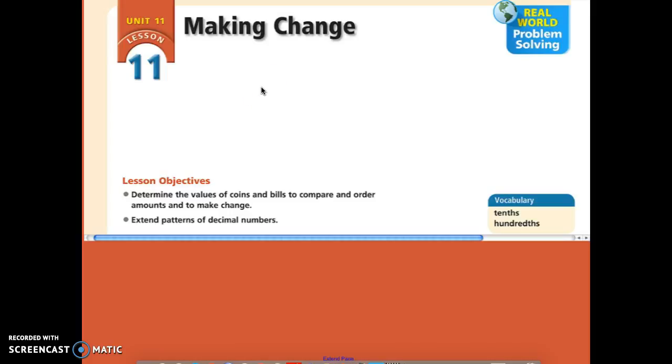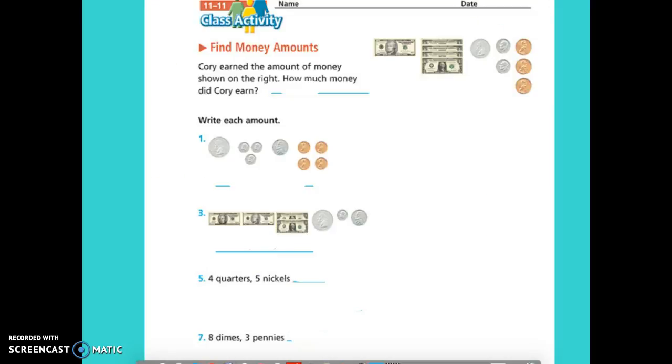This is Mrs. Naslund, and today we'll be doing Unit 11, Lesson 11, Making Change. Our learning targets for today are: I can determine the value of coins and bills to compare and order amounts and to make change. Our second learning target is: I can extend patterns of decimal numbers. So let's go ahead and get started.